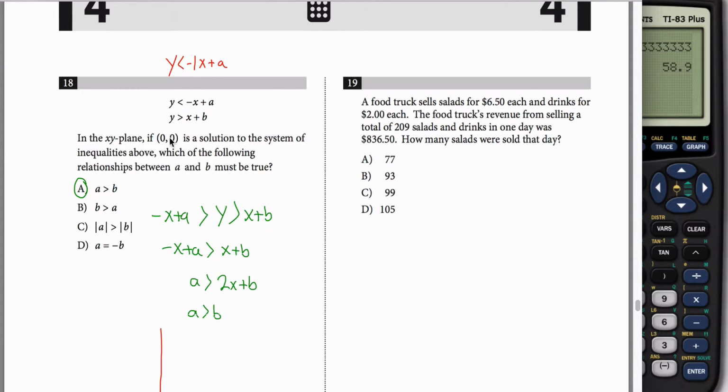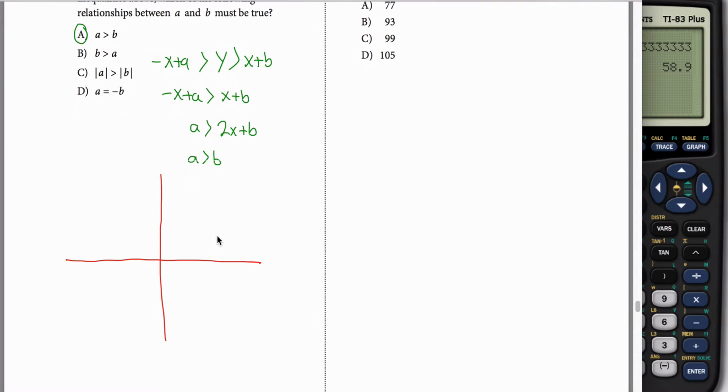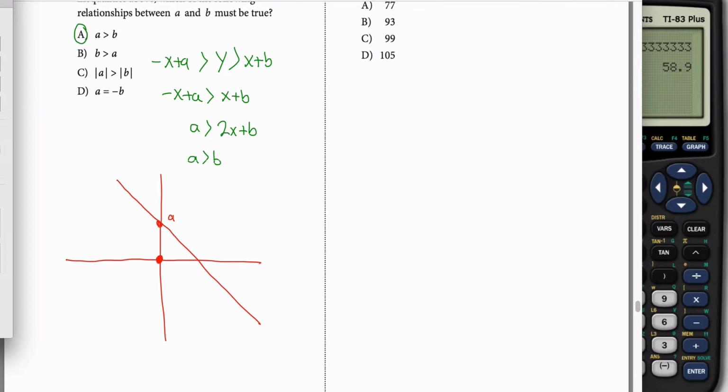And I have to make sure that 0, 0 is in my solution set. And since I have y is less than this value, I'm going to shade everything that is below this line. So I got to draw a line and then shade everything below it. And I need 0, 0 to be in that shaded region. So if I'm going to have 0, 0 in that shaded region, I better make sure that a is some positive number. A is somewhere up here. And then later on, I'll go and shade all this stuff below it. So I don't know exactly where a is, but I do know that a is positive so that I include this point in my solution set.